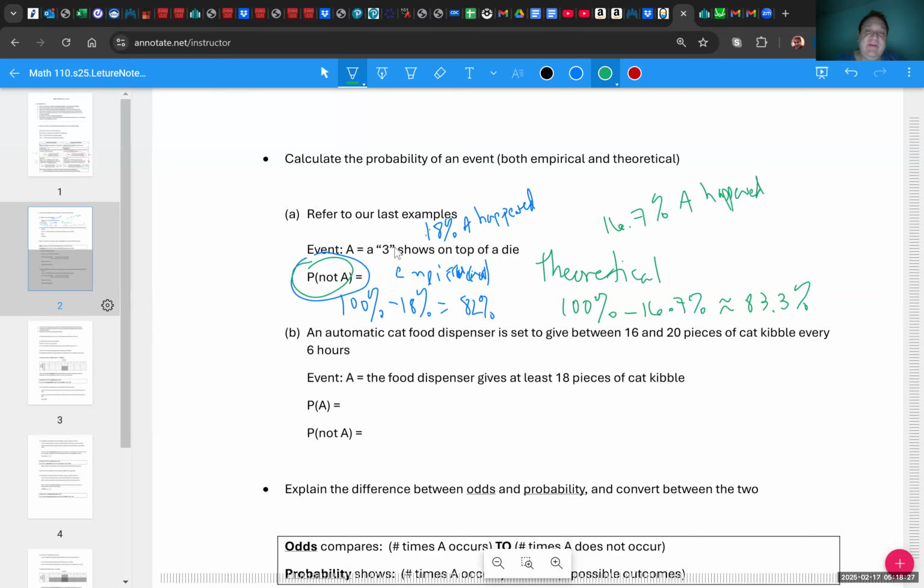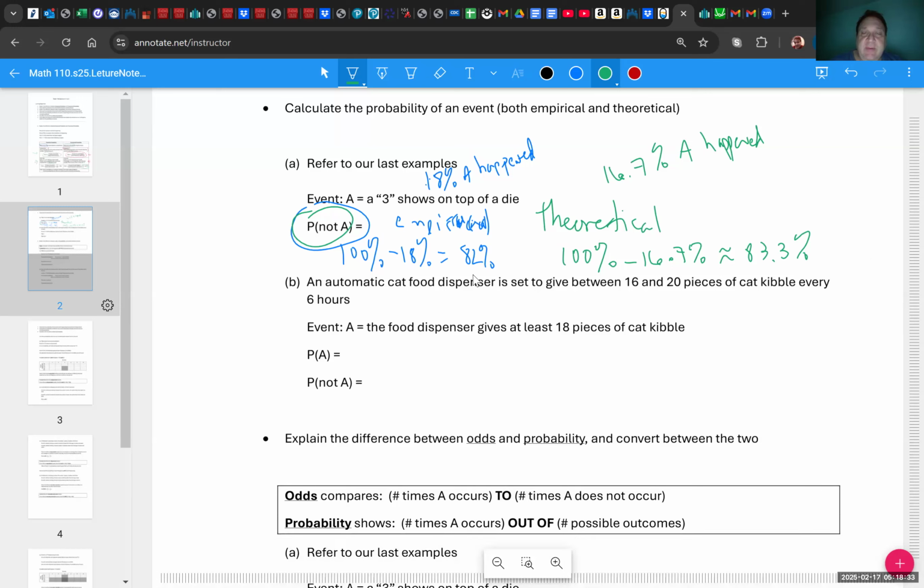Let's do something a little bit more interesting than just rolling a 3 on a die or not a 3. Here's another example that's not so based in games of chance. My example B right here is an automatic cat food dispenser set to give between 16 and 20 pieces of cat kibble every 6 hours. So this automatic dispenser, every 6 hours, shoots out a bunch of cat kibble, and the cat or cats can have some food at that time. So what's my event? My event is the food dispenser gives at least 18 pieces of cat kibble.